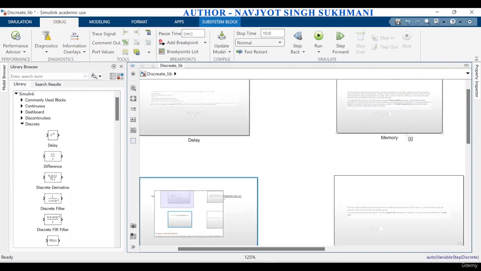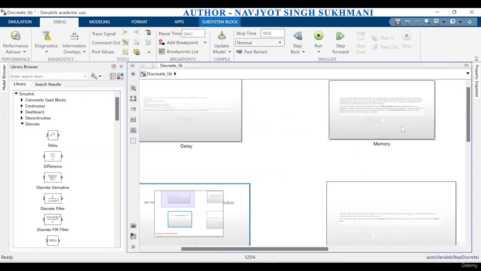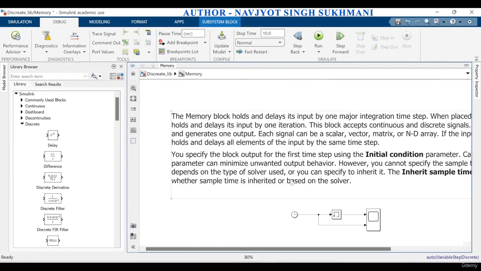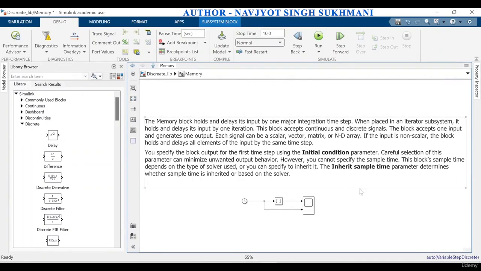Now we will learn about the memory and zero order hold blocks. In a memory block, the theoretical part is that the memory block holds and delays its input by one major integration time step. When placed in an integrator subsystem, it holds and delays its input by one iteration.